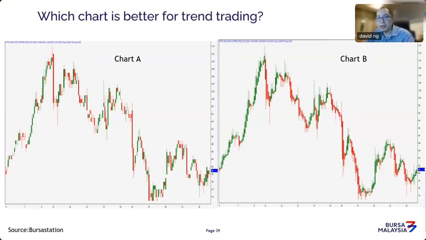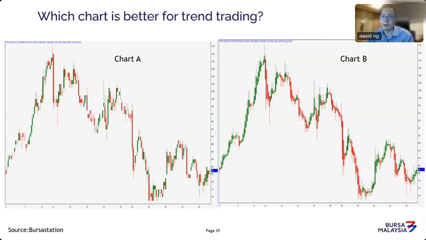So just to give you an illustration, I'd like to pinpoint, if you're a trend trader, there are two particular charts. These two charts are the same instrument, the same time frame. The only difference is the type of candles being used. So if you're a trend trader, looking at chart A and chart B, which chart will you be trading? It's quite obvious. Chart B seems to be more favored because it tells you the color of the trend.